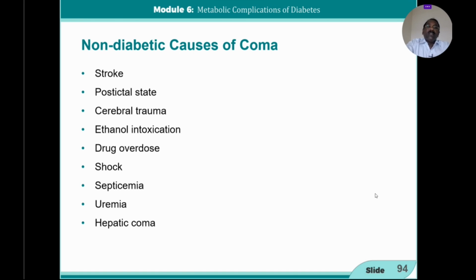And then there are other causes of the coma. Maybe a stroke, CVA. Maybe the patient is in shock, sepsis, septic shock, or maybe in uremia. See, at the last follow-up, an elderly patient, earlier the creatinine was 2. Now after 1 or 2 years, attending the emergency department, maybe the creatinine is 8 or 9 or 10. So this coma is because of CKD. Similarly, hepatic coma, etc.